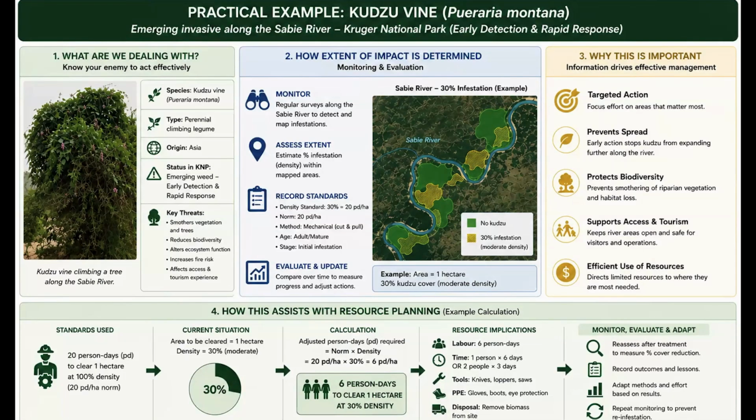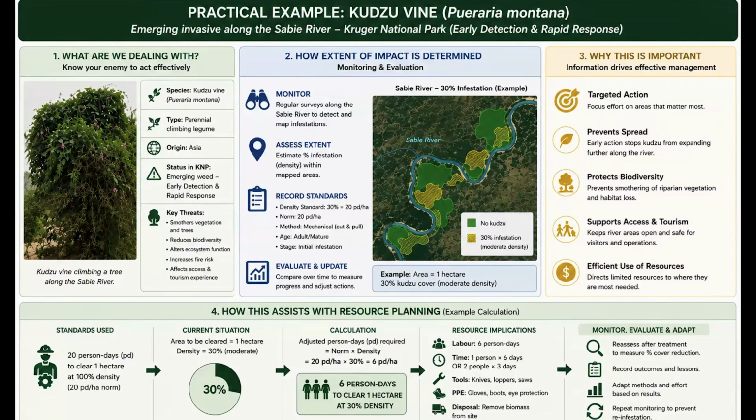So how this assists with resource planning is that you've got your standards now. You know, generally to manually control the species in a 1 hectare area at 100% density, you'd need 20 person days per hectare. But in this particular case, when we assess it, we determine that infestation per hectare is 30%. So if we do our calculations, 20 person days by 30%, which is our infestation, our density, then it comes to 6 person days per hectare.